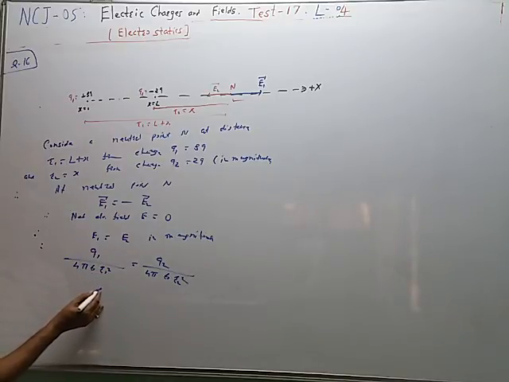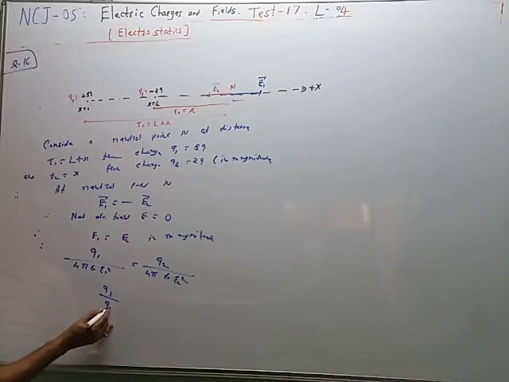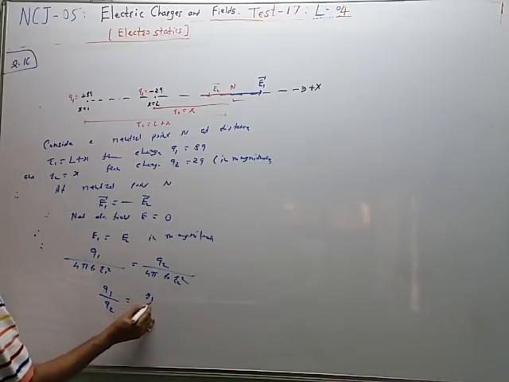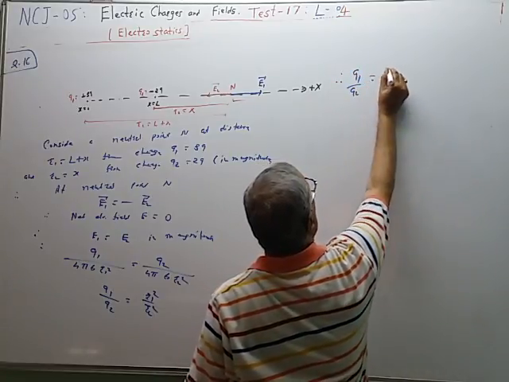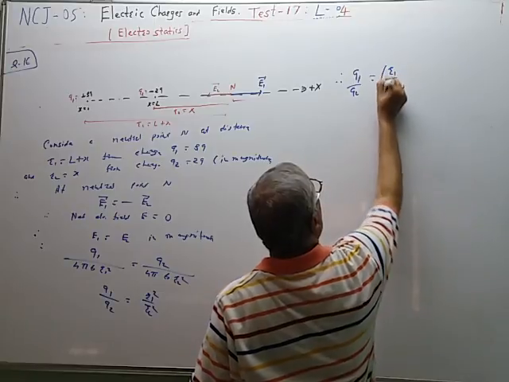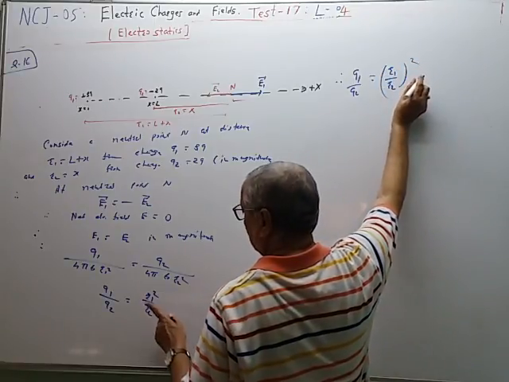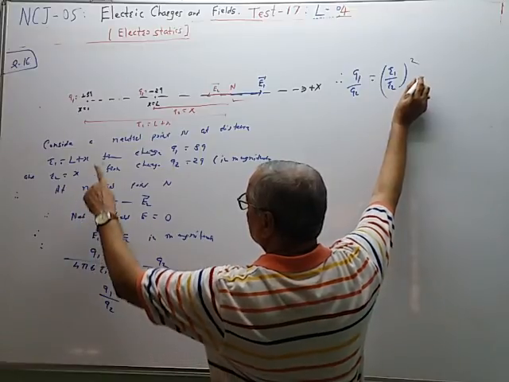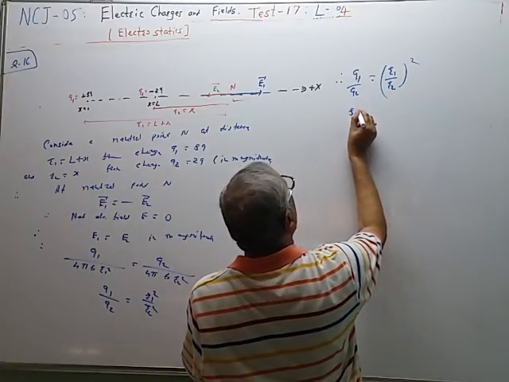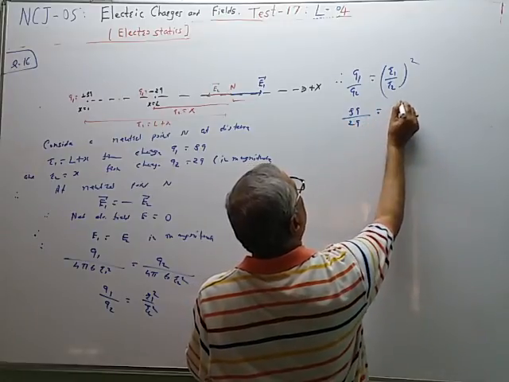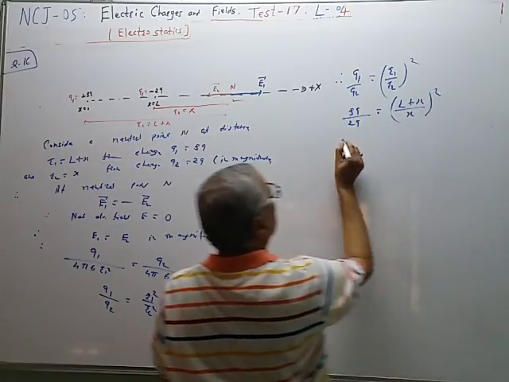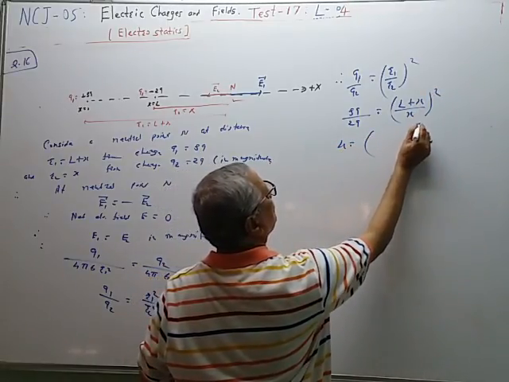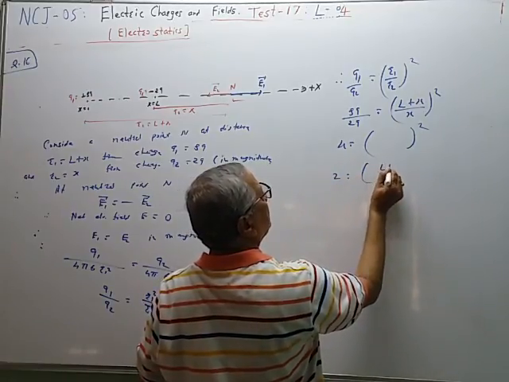So Q1 upon Q2 is equal to R1 square upon R2 square. Therefore, Q1 upon Q2 is equal to R1 upon R2 whole bracket square. So Q1 is equal to 8 times Q. This is equal to 2 times Q. This is equal to L plus X. This is equal to X whole bracket square. So 4 is equal to bracket square. So 2 is equal to bracket L plus X upon X.